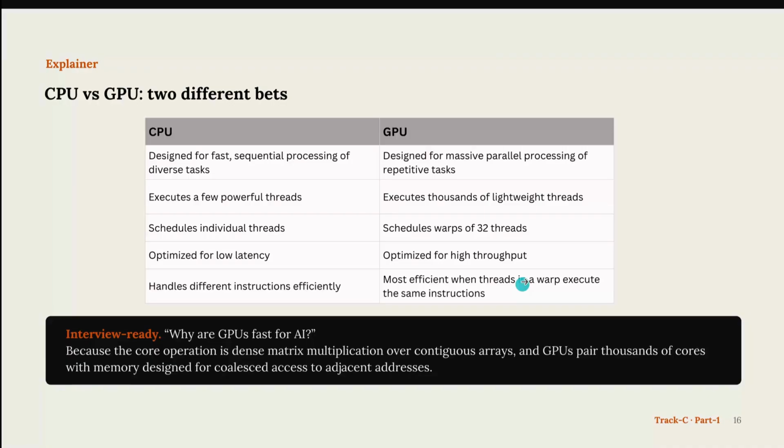So the question that might be asked is, hey, why are GPUs fast for AI? Because the core operation is dense matrix multiplication over contiguous arrays, and GPUs pair thousands of cores with memory designed for coalesced access to adjacent addresses. That's why the GPUs are very powerful.